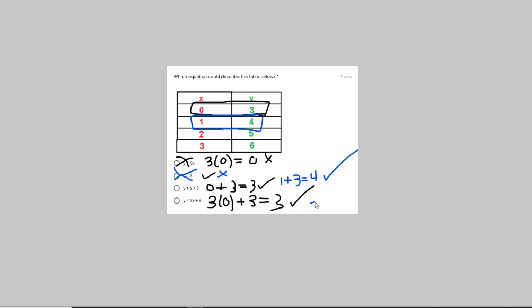And then let's try this one. If we do 3 times 1 plus 4, it was 3 plus 4 or 7, which is not a 4. So the second row eliminates this one. That means we just had to go through 2 rows of the table to see that this equation could only be x plus 3.